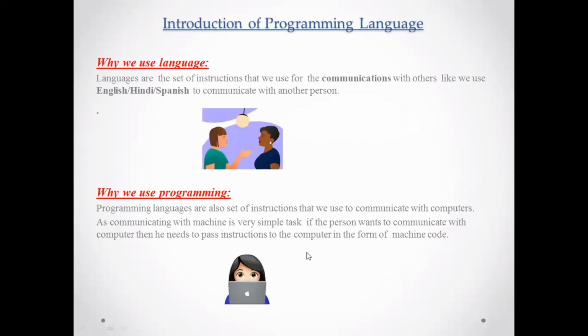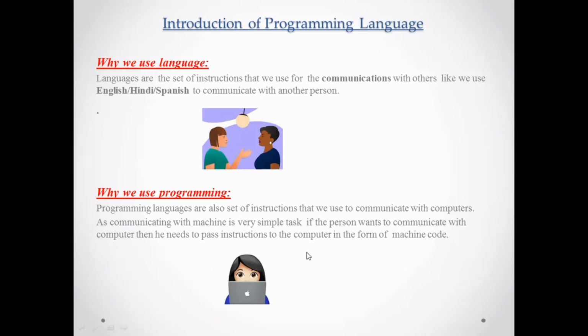Okay. So what is language and why do we use language? Languages are the set of instructions or statements that help us in communication. If I want to communicate with friends, family members or colleagues, I will communicate with them with the help of a language like English or Hindi, in which I am comfortable. Okay, programming languages work the same way.